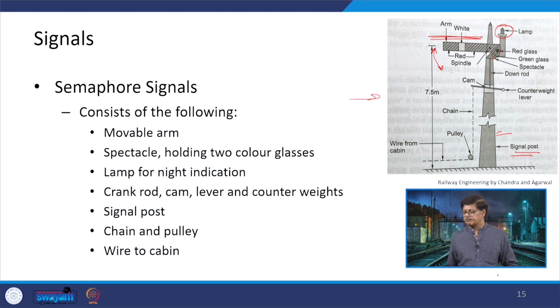it will show whether it is red or green, whether the train has to stop or it can continue. Now, when it is being operated, it is being connected to a cabin from where this signal is going to be operated, and that is where this cam and counterweight lever system is provided, which is connected with the down rod to the arm, and then with the help of the chain and the pulley, this goes to the cabin from where it is going to be operated.